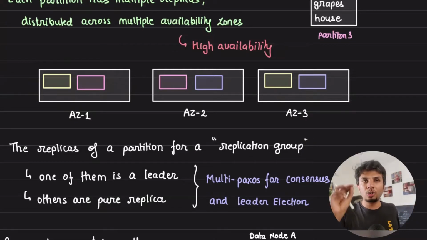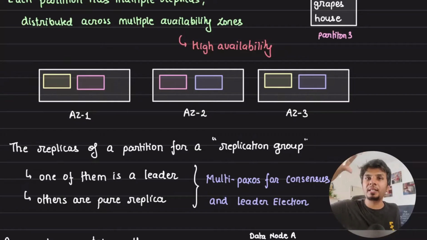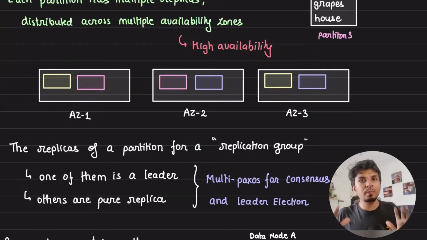Simple. So you have data, complete data. Data is split into partitions. Each partition has multiple replicas, not read replicas. And these replicas are distributed across multiple availability zones for high availability, right?